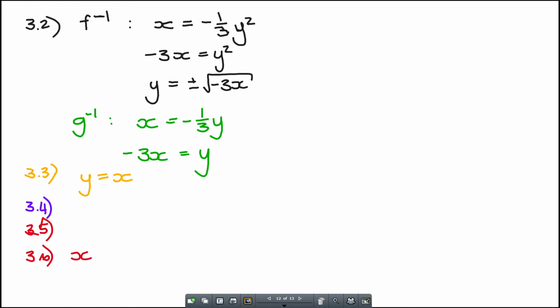You could have said x must be greater than or equal to 0, or you could have said x must be less than and equal to 0.